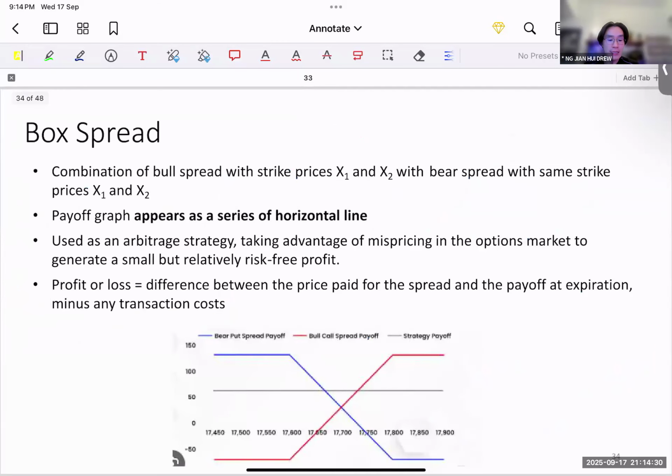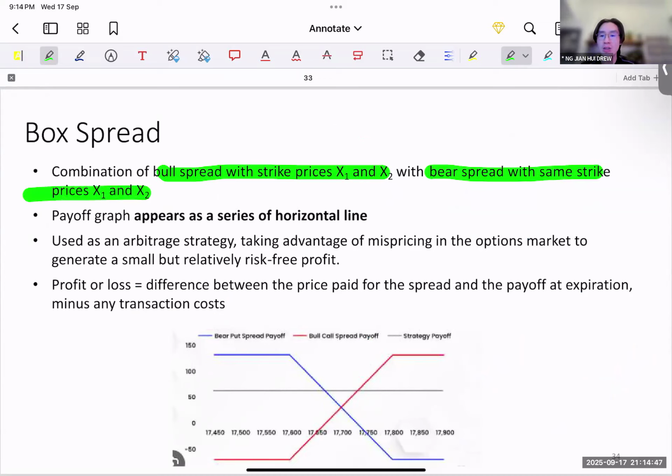Okay, so this is the last strategy that we want to look at. It's called the box spread. A box spread basically combines a bull spread with a bear spread with the same strikes. This strategy looks a bit weird, right? The payoff appears as a straight line. So this is the strategy here, the one straight line like that, which is like, huh, what is this? Why would you buy a strategy that is a straight line?